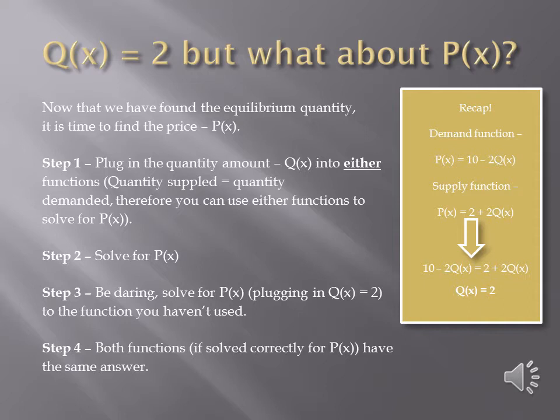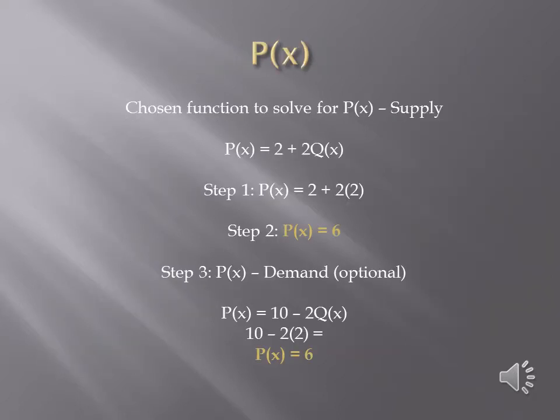Remember, quantity supplied equals quantity demanded. Therefore, you can use either of these functions to solve for P of x. For this specific example, I have chosen to solve for P of x by plugging Q of x into the supply function. So, P of x equals 2 plus 2Q of x. So since we know Q of x equals 2, you would just plug that into the equation. P of x equals 2 plus 2 times 2, which equals 6.